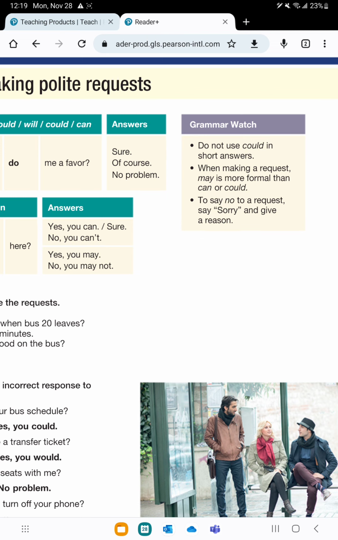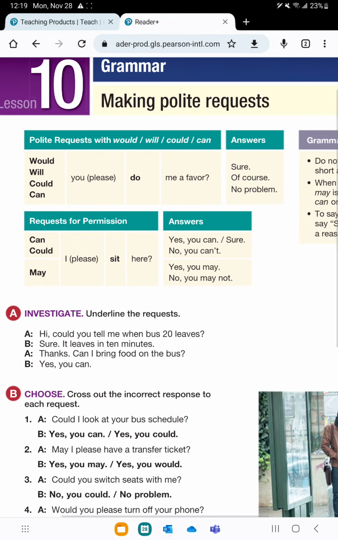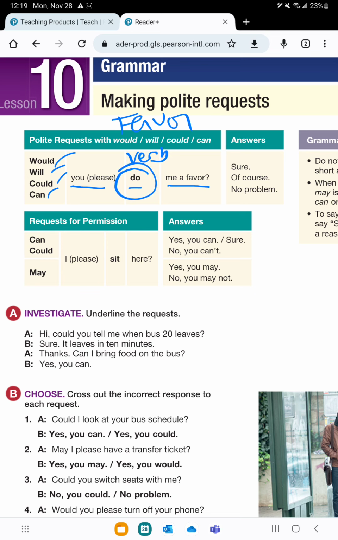Okay, and we can see, so let's go back. Let's look at our tables. So again, polite request, the favors. Would, will, could, can you please do me a favor? This is our verb. What do you notice about the verb? It does not change. It stays base. So we don't have to change anything on the verb. The will, could, would, can does all the work for us.